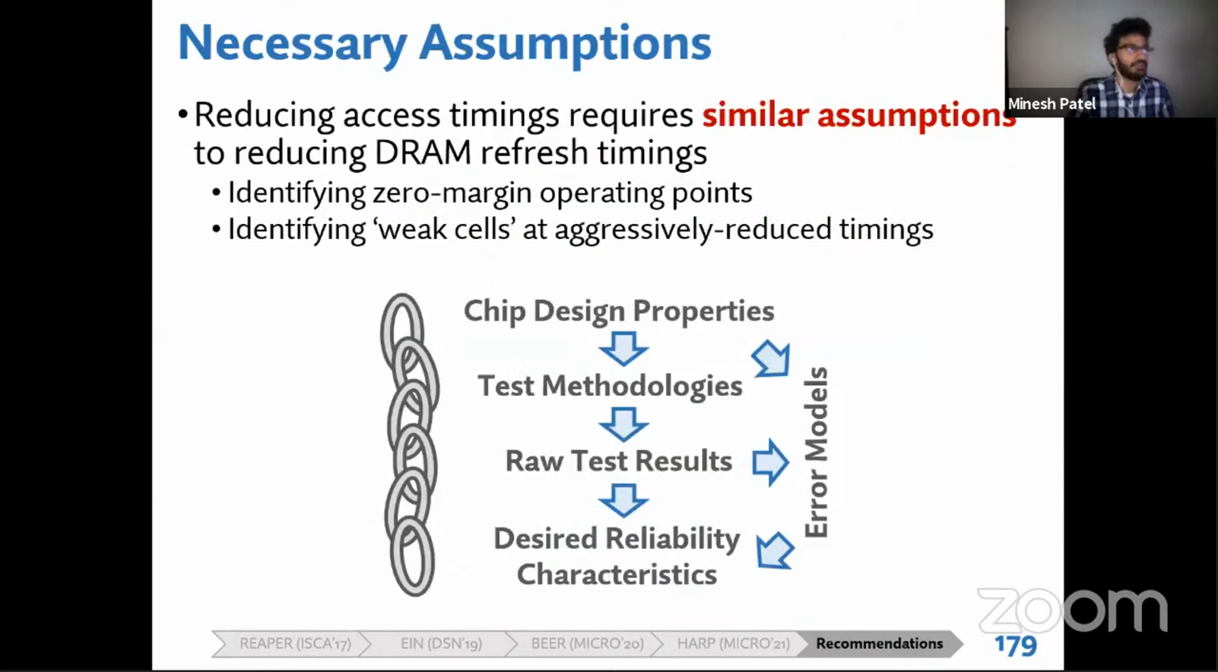So this means that we can reduce access timings by identifying zero margin operating points, or by identifying weak cells that aggressively reduce timings. But unfortunately, this comes right back to our chain of assumptions and requires a similar process as to what was necessary for improving DRAM refresh overheads.